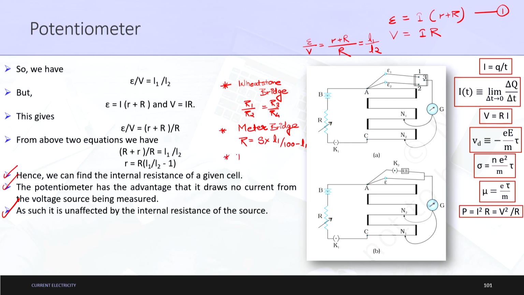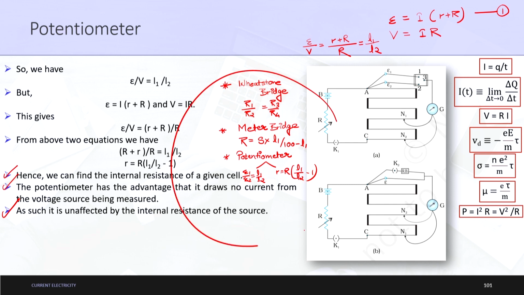Next was the potentiometer. In the potentiometer we understood that it was used for two parts. First was epsilon 1 by epsilon 2 is equal to L1 by L2, and next was small r is equal to capital R into L1 by L2 minus 1.